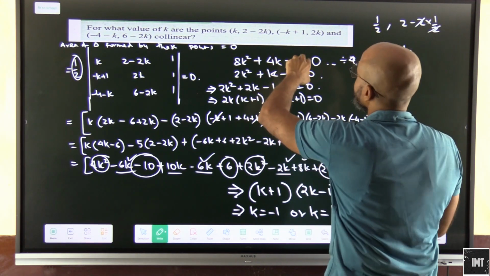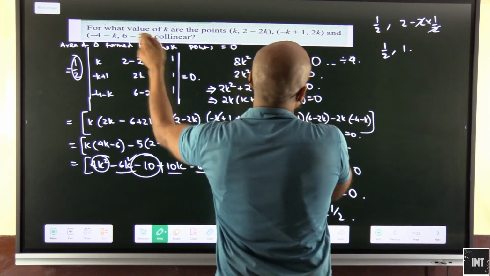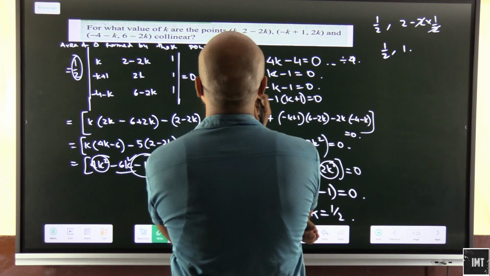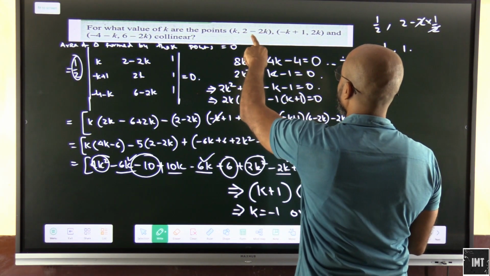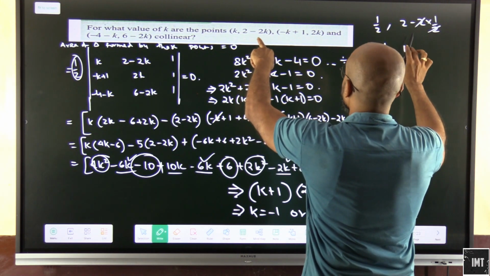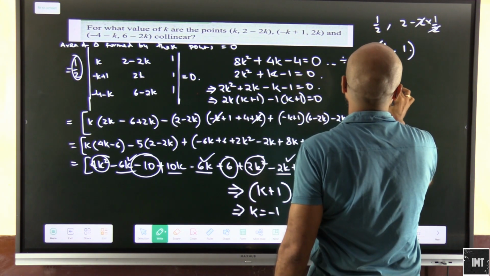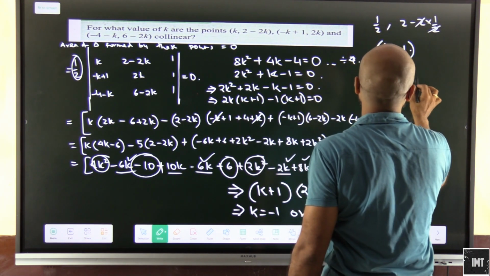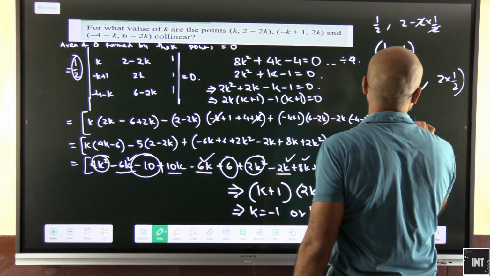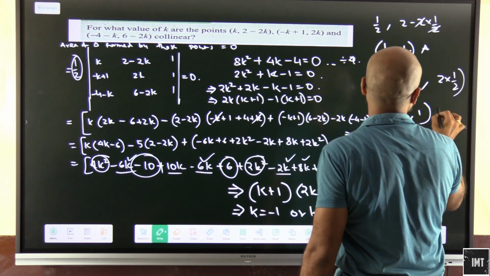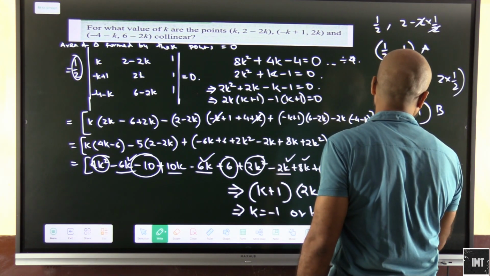And look at this point here. Let's say (-4, -2). So this will be k, that is half, and 2 - 2 × 1/2, that is 1. This will be -k + 1, that is -1/2 + 1, and 2 × 1/2. So this will be 1/2 and 1. So if you notice, the points A and B become collinear.